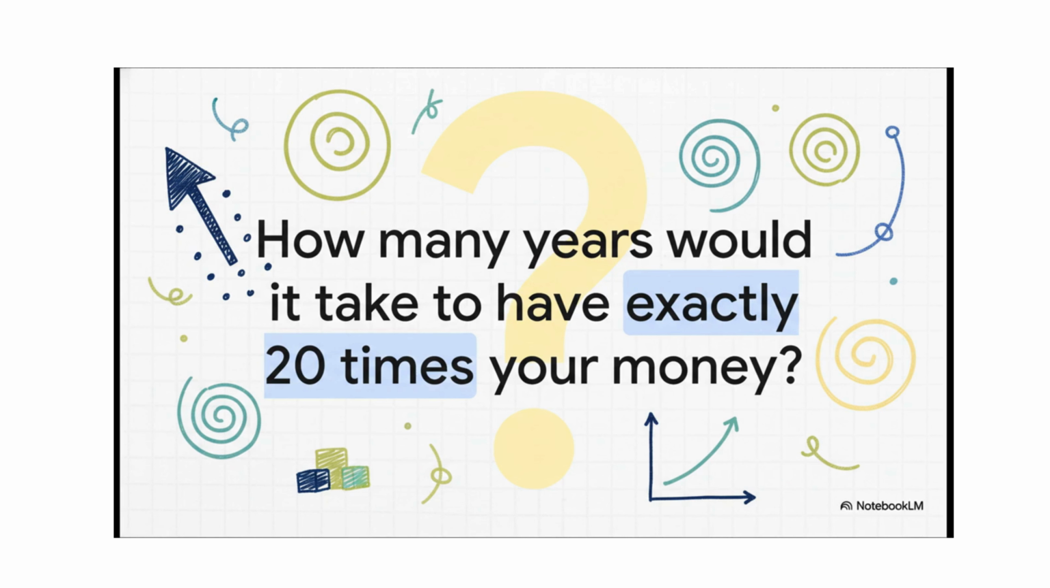Now we have to solve for the exponent. 2 to the power of what gives us 20? It's not a nice whole number. It's got to be more than 4, since 2 to the 4th is 16, but it's less than 5, since 2 to the 5th is 32. So how in the world do we find the exact answer?